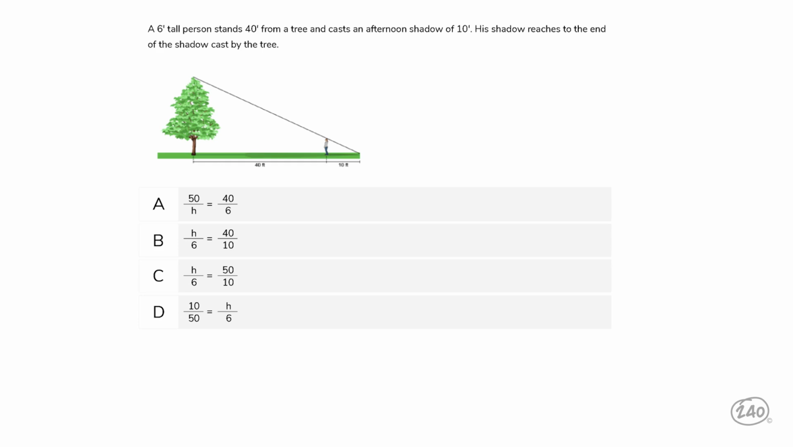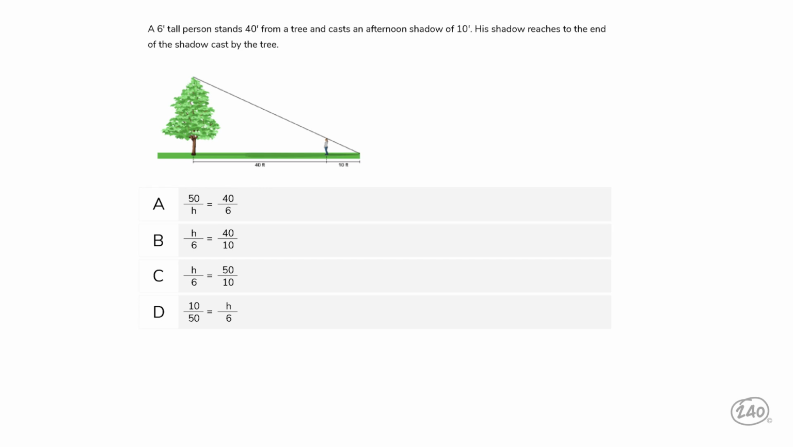Wait, hold up. Did you catch my mistake? The problem told us that both shadows end at the same place. So this means that the tree's shadow is 40 feet long plus another 10 feet, which gives it 50 feet. Okay, so we can use our 10-foot shadow and our 50-foot shadow to build one half of the proportion.